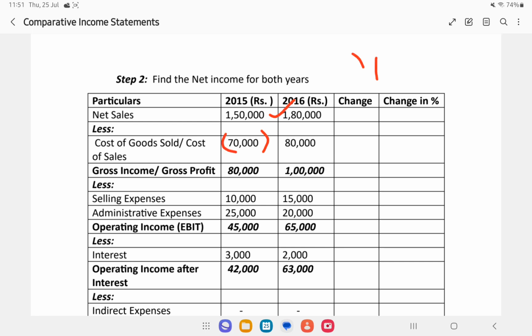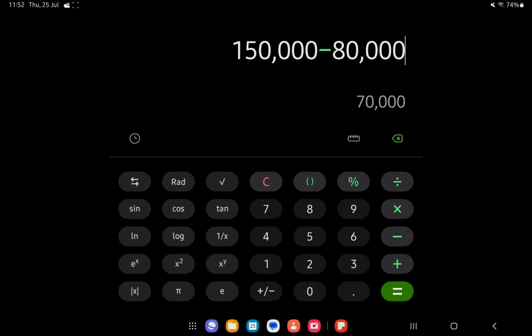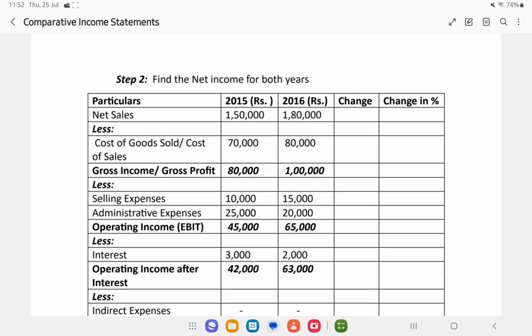Just see, 1,50,000 minus 70,000. You can use a calculator to do the same. You will get the answer 80,000. Now, what's the second thing? 1,80,000 minus 80,000. We don't need a calculator to find it. It is 1 lakh rupees. So that is the gross profit.